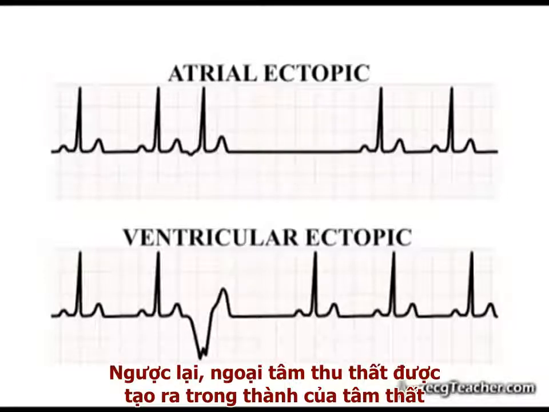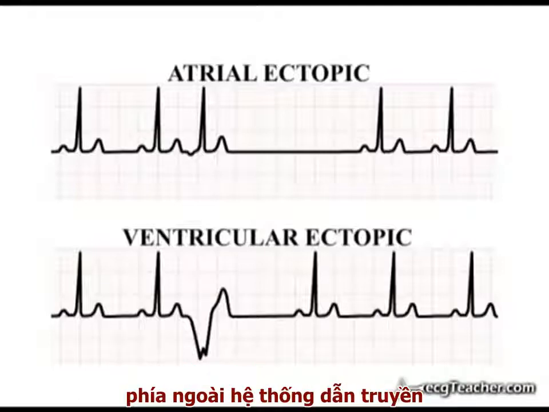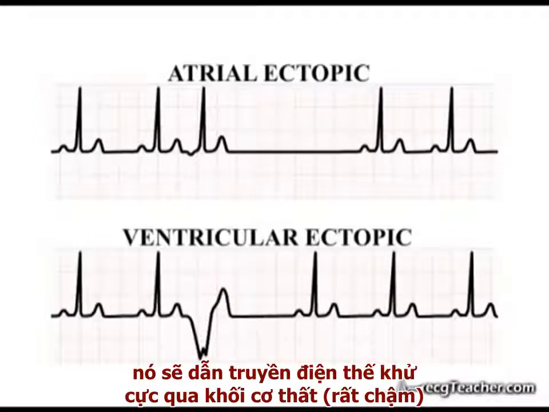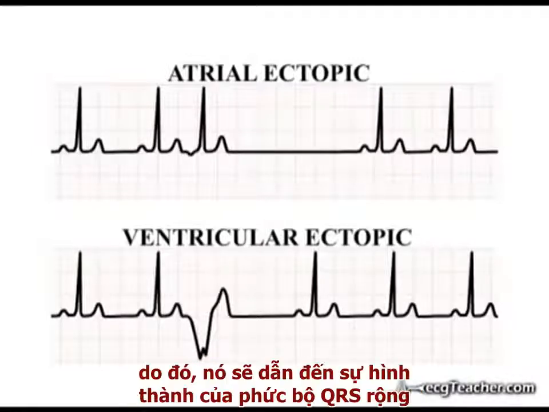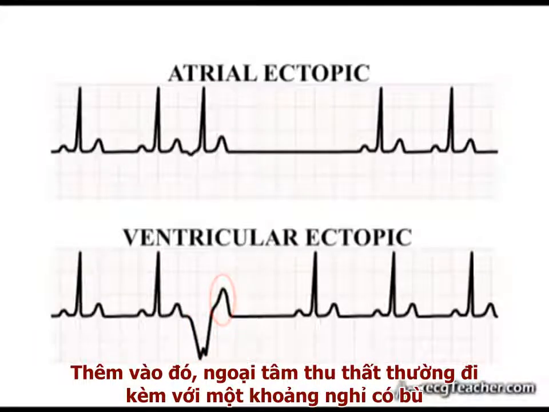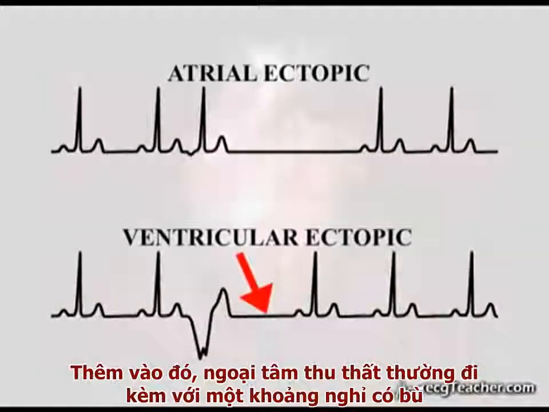In contrast, ventricular ectopics are generated in the ventricular wall or a component of the conducting system, and must travel at least in part through the slower conducting ventricular muscle. Consequently, they are associated with broad QRS complexes, and deranged repolarization results in a non-concordant T wave. In addition, ventricular ectopics are usually followed by a compensatory pause.